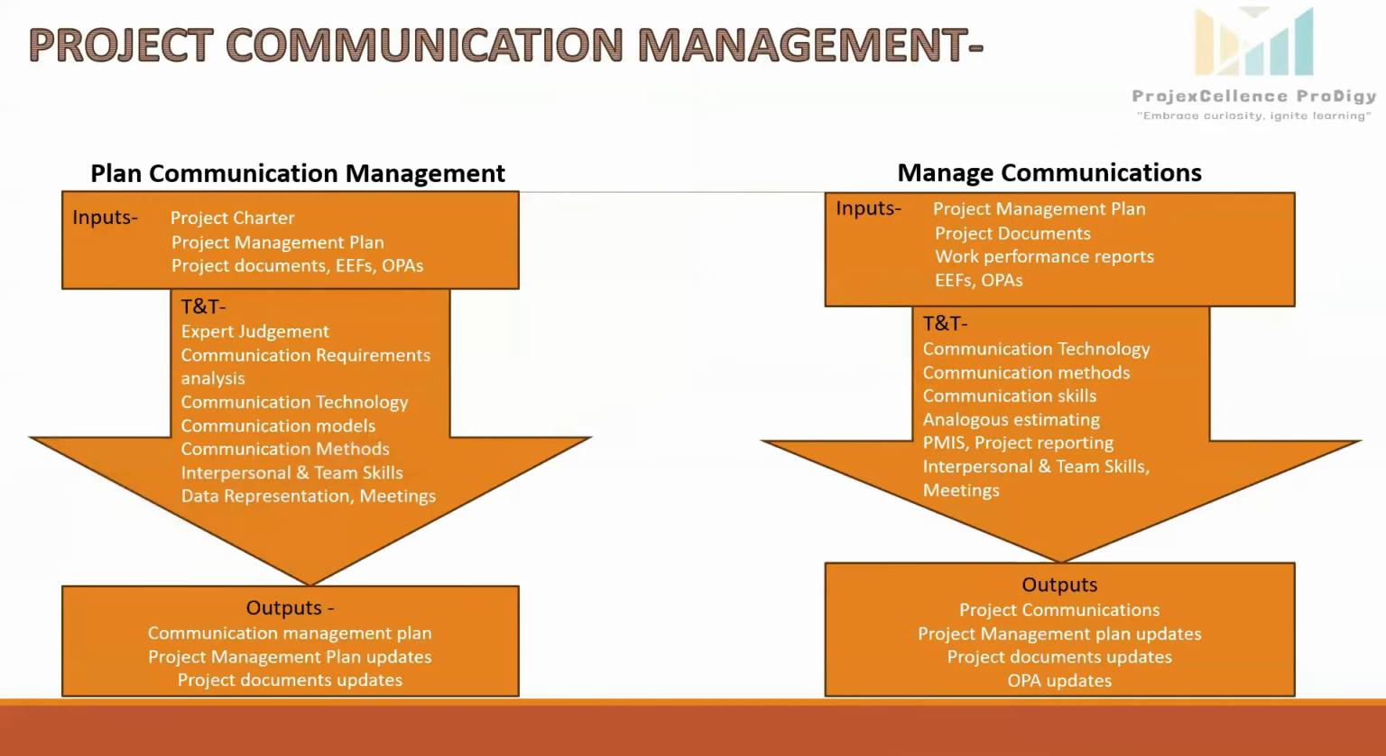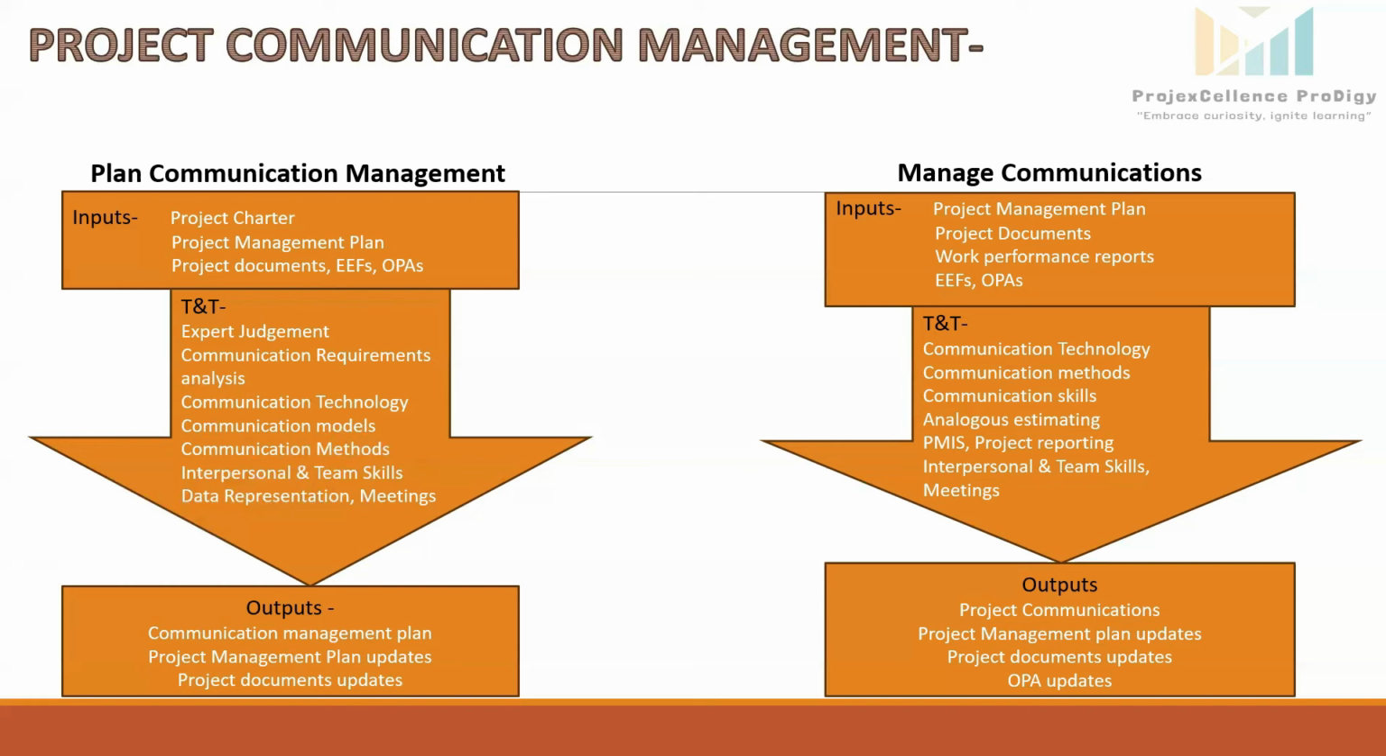First process is plan communication management. Inputs here are project charter. This document will contain key stakeholders and may include their roles and responsibilities. It is essential for understanding who needs communication and their expectations. For example, in our solar power plant project, project charter will mention the key stakeholders like government agencies, contractors, and suppliers. Each will have different communication requirement. After getting all these details from project charter, we can develop tailored communication plan for each one of them.